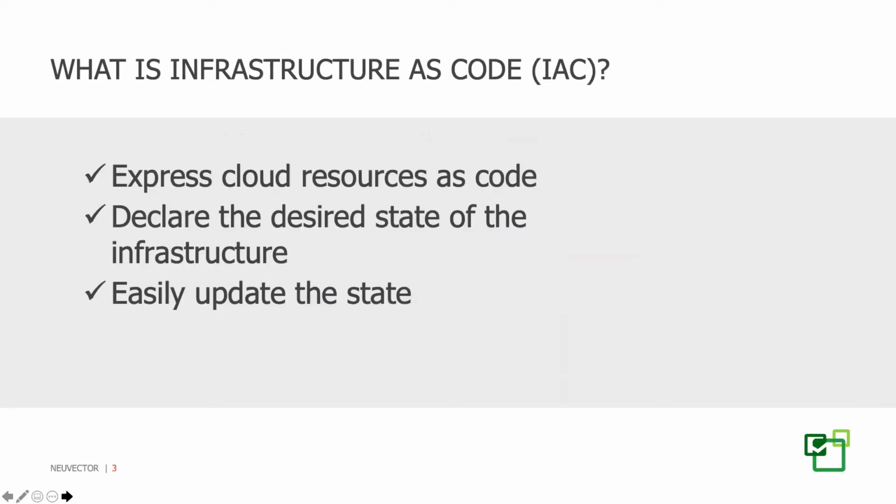So let's take a look at, first of all, what is infrastructure as code? Well, at a high level, it really enables you to express the cloud resources that you want as code. And so you're able to declare the desired state of the infrastructure that you want to deploy and configure. And if you need to update that, if you need to add resources, it makes it very easy to update that state. You simply change your declarations, apply that in a typical cloud native fashion, and boom, your resources can be updated.